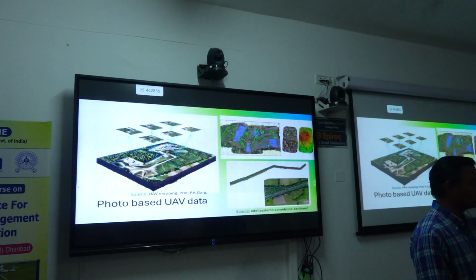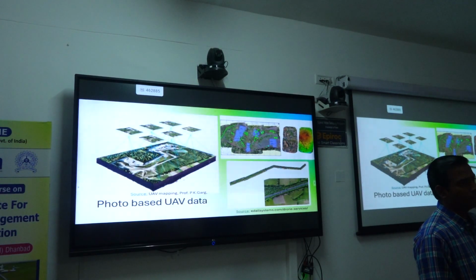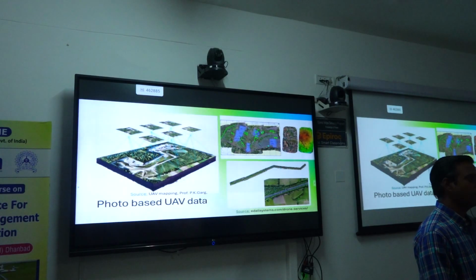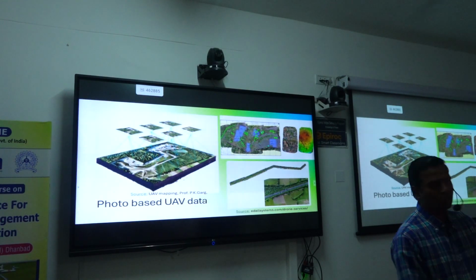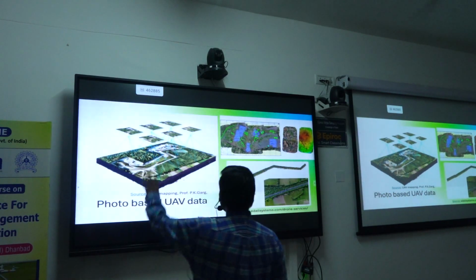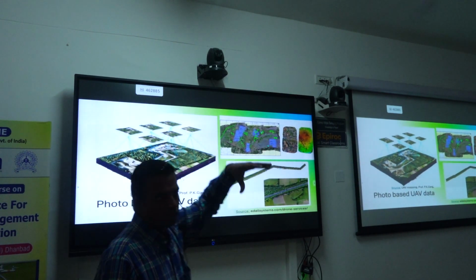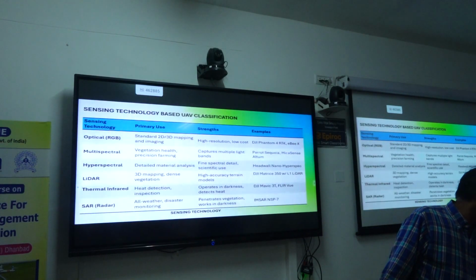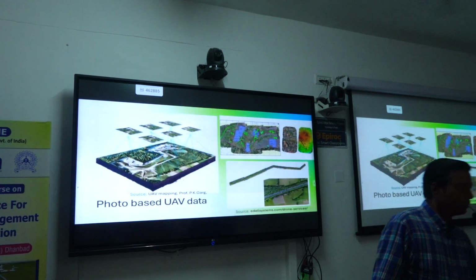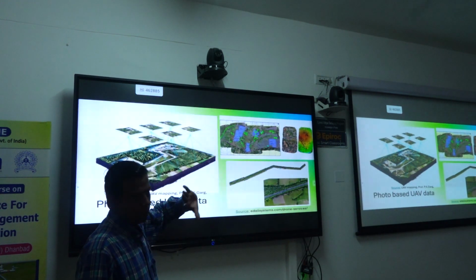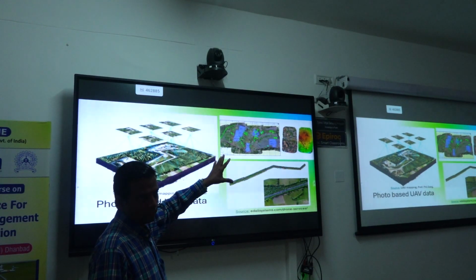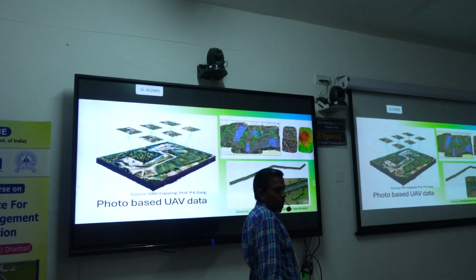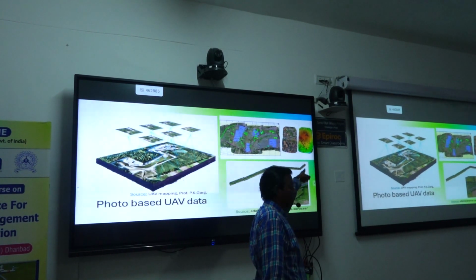And if you go for the two types of principles, one is photo based UAV data and another is radar based UAV data. In the photo based UAV data, it simply collects the photographs. Earlier we saw the RGB camera, na? It is simply collecting the photographs. Nothing else is collected. Now you combine all the photographs. Now this is a single photograph. You combine all the photographs like this.